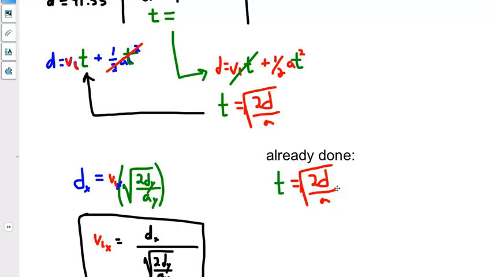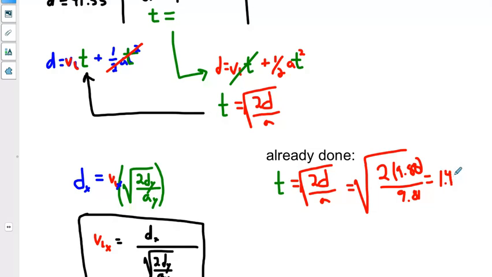So you did this, and you got, let me see what you got. You got square root 2 times 9.88 over 9.81. And so 9.88 and 9.81 are almost the same thing. And so this probably comes out to a little bigger than 1.4. What'd you get? 1.4 something, right?